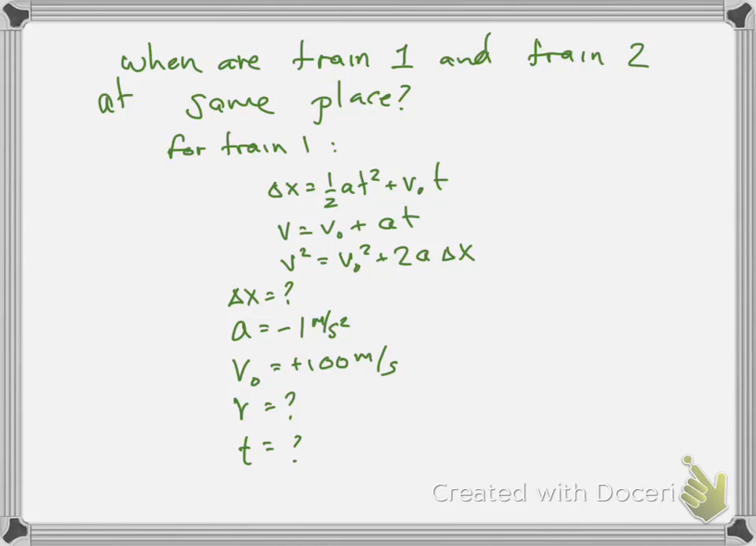Initial velocity is positive 100 meters per second. It's moving in the plus x direction. Final velocity is unknown. It hasn't stopped. The picture may look like it stopped, but we don't assume that it stopped. And the time that it takes is unknown. That's what we're looking at: when are train 1 and train 2 at the same place? T is unknown, so T is what we want to find.